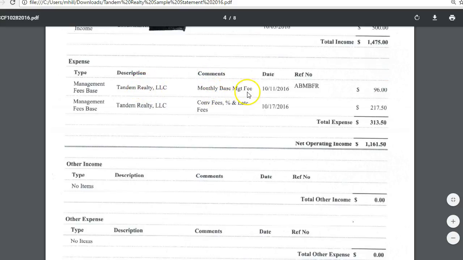Comments, monthly base management fee. Date, the date that it was paid. Reference number. These reference numbers mean a few different things. This stands for auto bill monthly base fee residential.